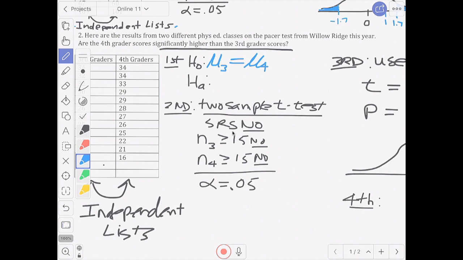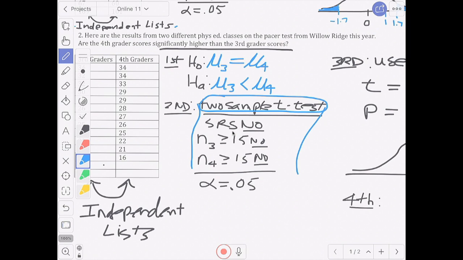Or are the fourth graders significantly higher? If you're comparing these, are the fourth graders' averages going to be significantly higher? So that would be how the hypothesis statements could look. And you can read over the condition checks, noticing that I did name the test that I'm going to use.